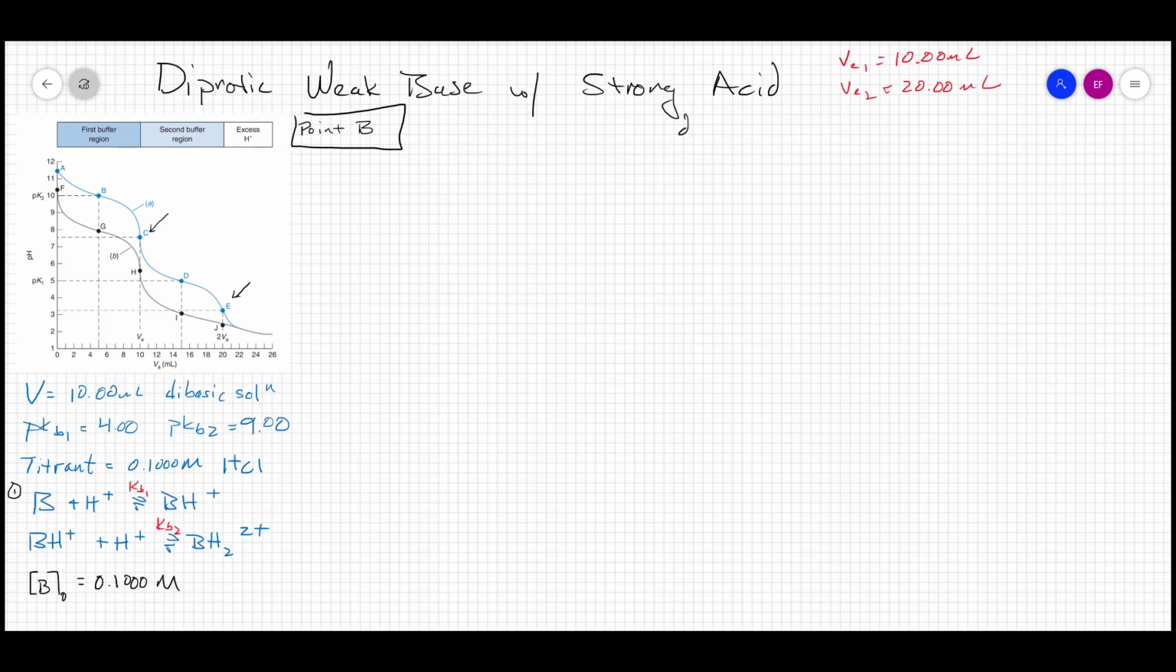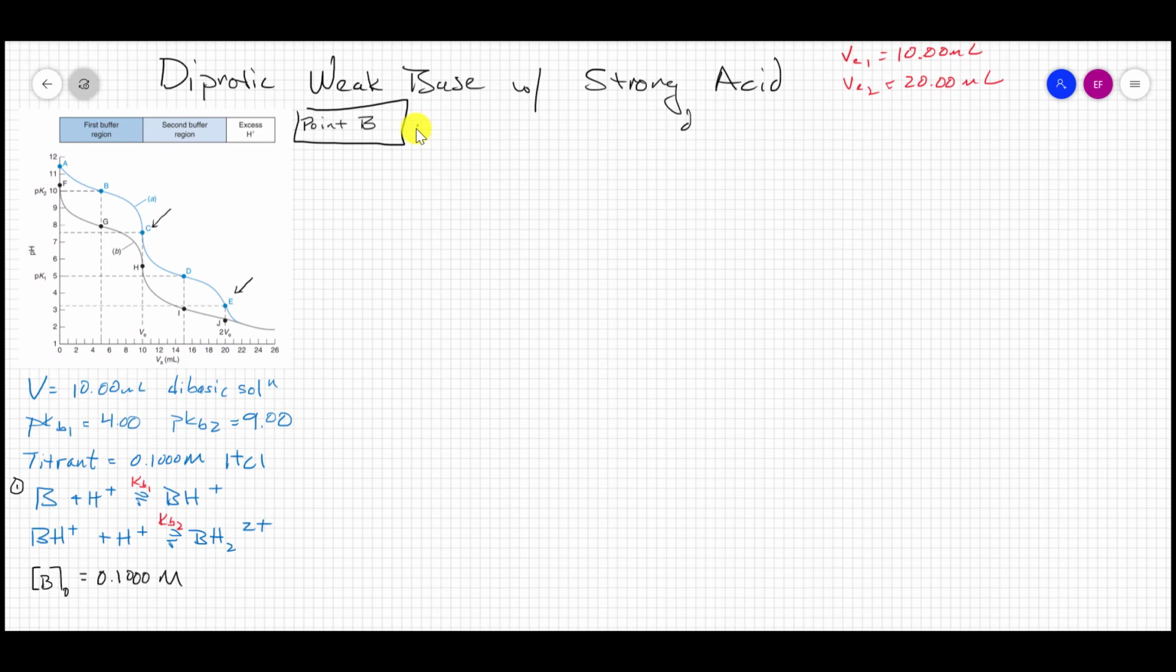Second point we'll compute here is point B. So hopefully you're looking at point B and saying, yeah, I know how to do that point. That makes sense because that's dead center of the first buffer region. So what does it mean to be in the first buffer region? What does it mean for what species are present? Well, that means you have, at least in the first buffer region, a mixture of the fully deprotonated base, B here, and BH+.